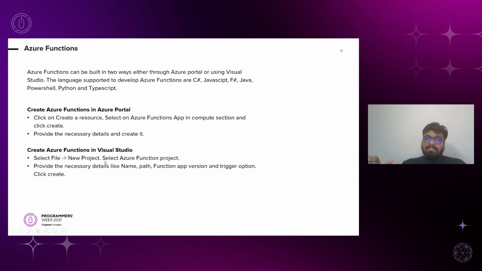While creating that new template, you have to provide the binding which you would like to have. Like we expect, you can have an HTTP trigger, you can have a timer trigger, and a lot of other triggers are also available. So when you are creating a new function using Visual Studio, you have to mention what trigger you are going to use for that function.